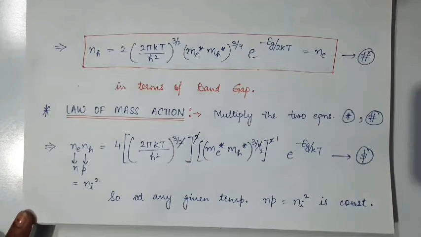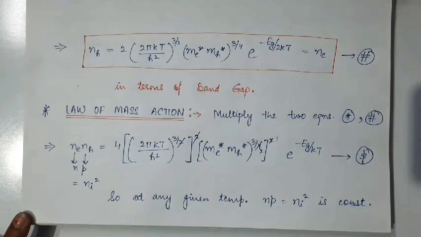And as electrons are negatively charged, suppose Ne is N, and holes are positively charged, so NH as P. And as both are intrinsic carriers and both are equal, suppose this N and P is equal to Ni. So this product N and P will be equal to Ni square. And at any given temperature, this N and P product will be constant, that is equal to Ni square.